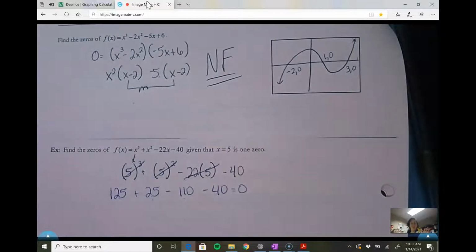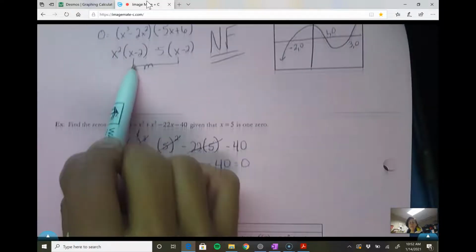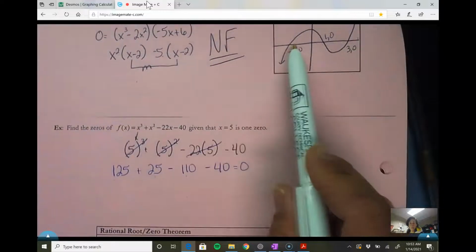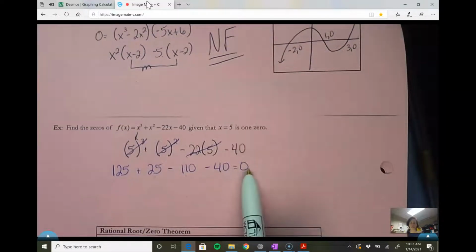So 2 big things are happening here. One is you won't be able to factor. And 2 is I'm going to give you a solution, something that would be across the x-axis, and you should get 0 out of that.